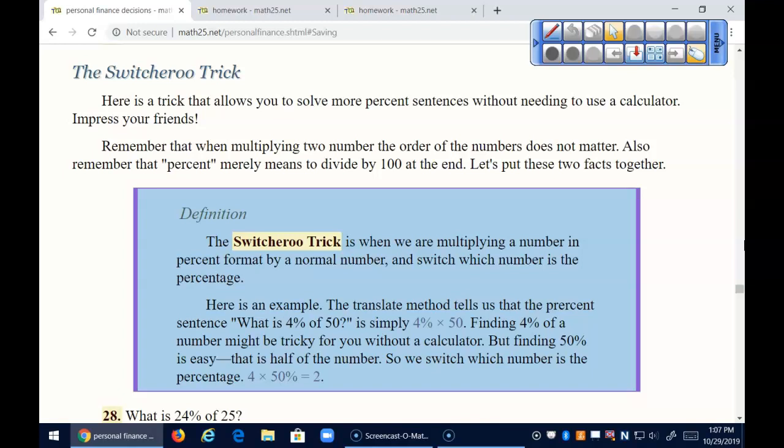So, if you want to say, what is 4% of 50, that might seem hard to do in your head. But you can pretend that the percent is on the other number. Instead ask, what is 50% of 4? So what's half of 4? 2. Ta-da. That's it.